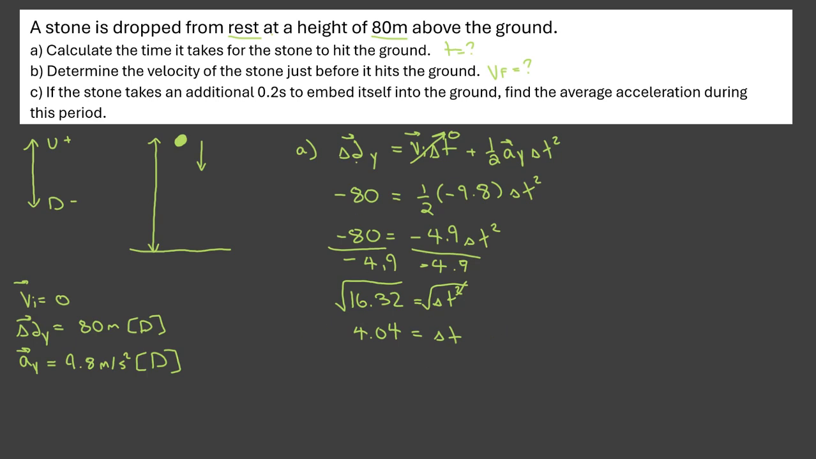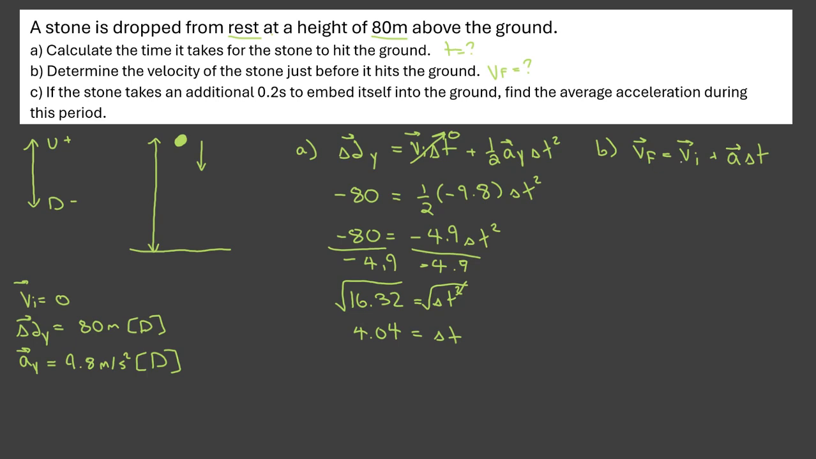Okay, so now we found how long it takes for it to fall and hit the ground. Next, part B, we want to determine the velocity of the stone just before it hits the ground. So I can use another one of my big 5 kinematics equations. I'm going to use final velocity equals initial velocity plus my acceleration times my time.